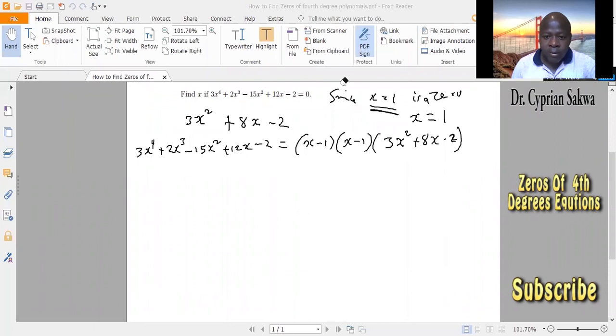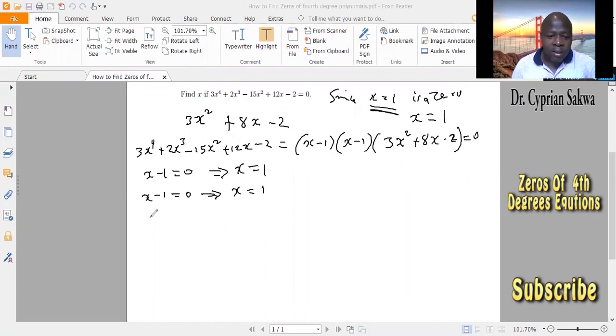Let me just write for you what you have. This equation was equal to 0. So what it means is that we must equate this to 0 because this was equal to 0. So if that happens, then each of these equals 0. X minus 1 equals 0, meaning that x is 1. And also equating this to 0, x minus 1 equals 0, and so x equals 1. So these are two solutions.